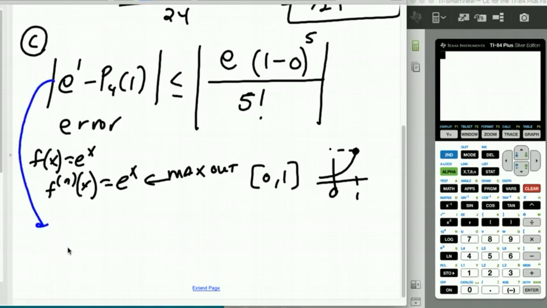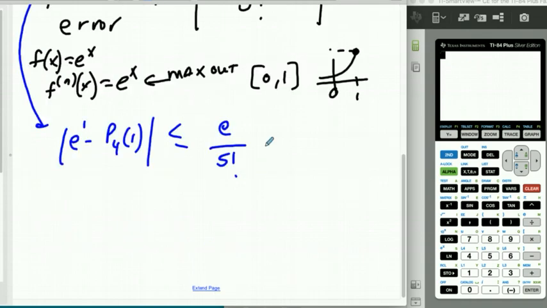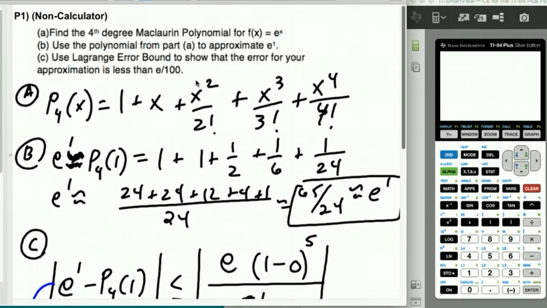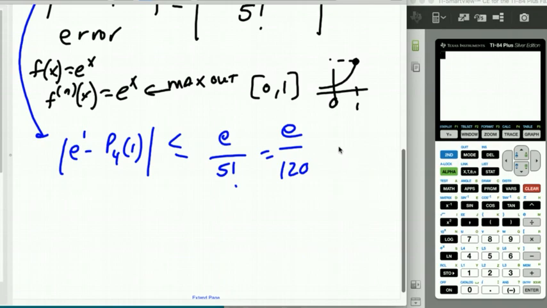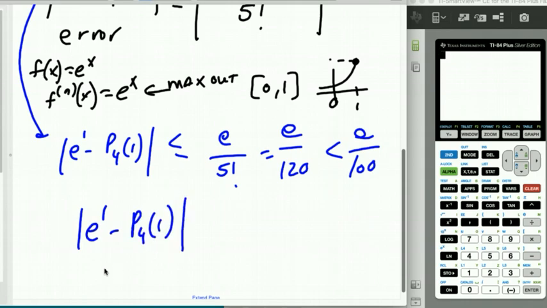So if we skip down here, I'm going to get that the error, the difference between my actual e to the first and my p sub 4 of 1, is less than or equal to e divided by 5 factorial, right? Well, that's the same as e over 120. I was asked to show that that's less than e over 100. Well, remember, bigger denominator, smaller fraction. So sure enough, my error, because it's the difference between the actual and the approximation, is less than e over 100. Check.